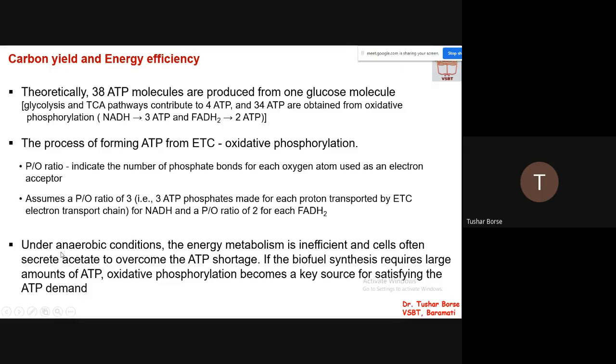But for the functioning of the cell, it requires energy. So in that case, what happens? Okay, so in that case, many times acetate is generated.